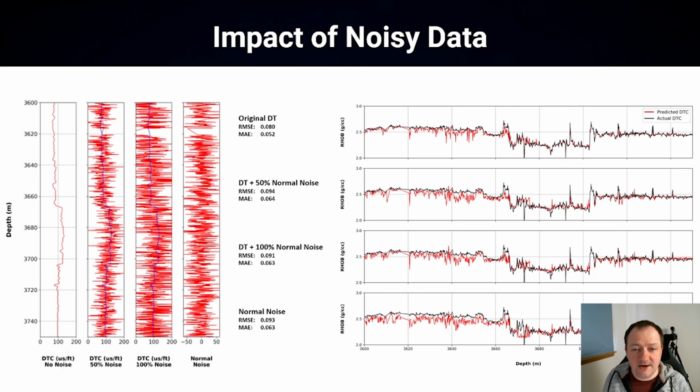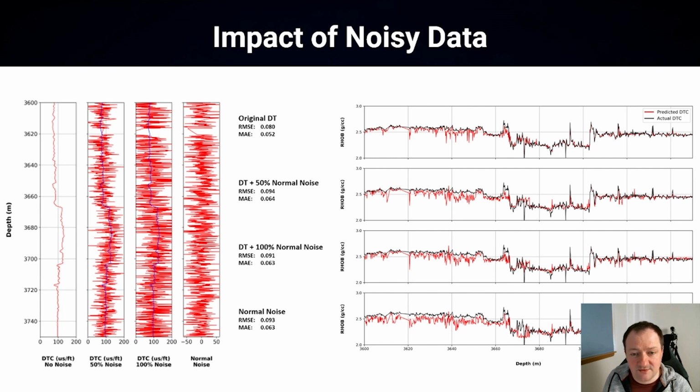To evaluate the impact of noise on machine learning models, such as sensor issues or additional noise from the environment, the following case study was developed, and this focuses on the performance of a random forest regression algorithm under varying levels of normally distributed noise. The selected inputs for this were gamma ray, neutron porosity, and acoustic compressional slowness.